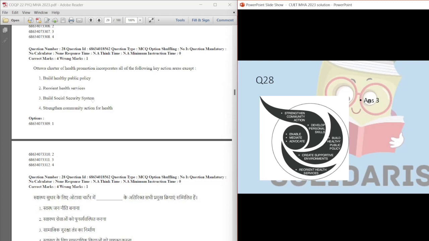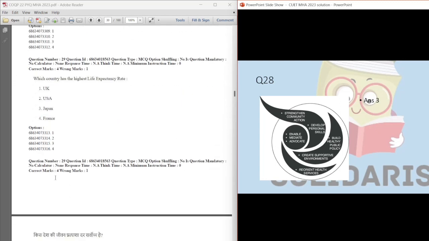Obviously building social security will have an indirect effect. It will reduce the socioeconomic gap among the different classes, and it will help to improve the environmental conditions, but that is an indirect effect, right? All three options 1, 2 and 4 have a direct effect. The third option is related to health in the least way, so that's the answer. Question number 3, option number 3, sorry. Next we go to question number 29.